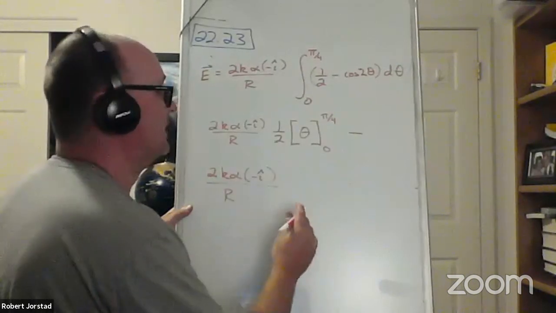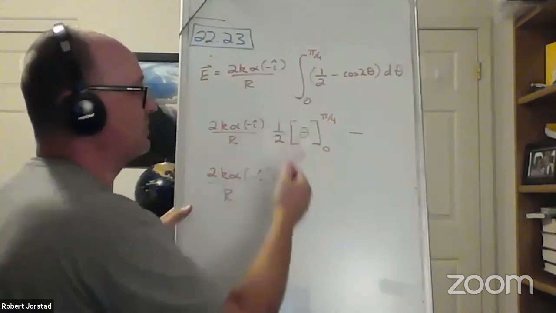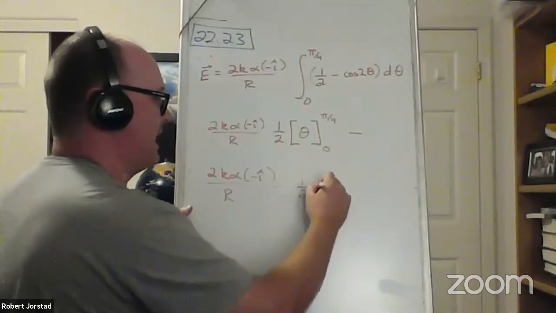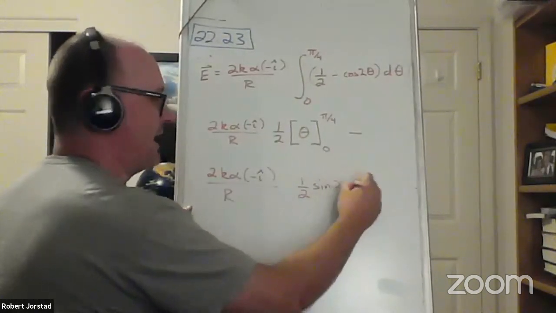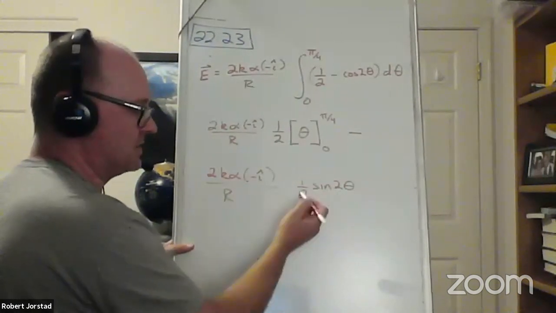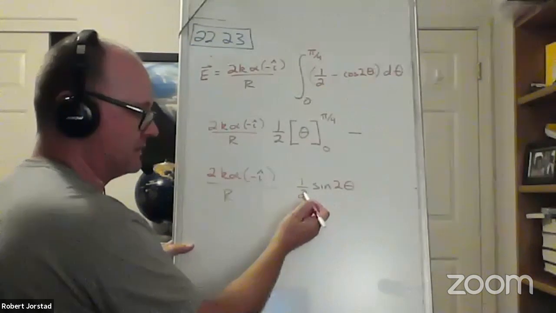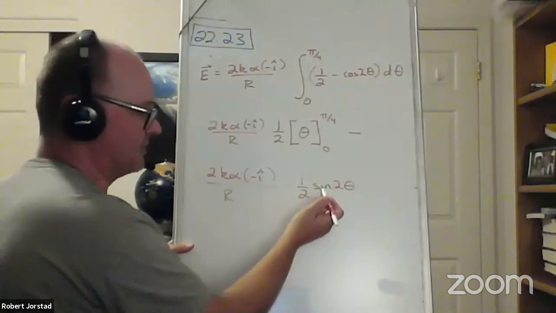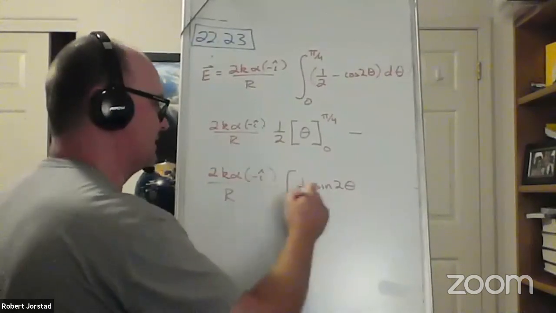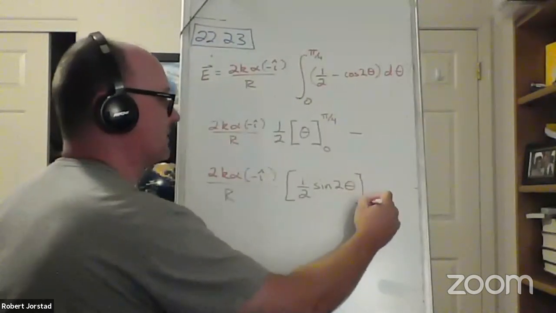I know the derivative of sine is cosine, but I've got a 2 there. So let me check if this is right. 1/2 sine of 2 theta. I don't know if this is right, so I'm going to check it. When I take the derivative, a 2 is going to pop out by the chain rule and drop down, and I'll get the derivative of sine, which is cosine. So this looks good. Now I'll put my limits on it. Always check.